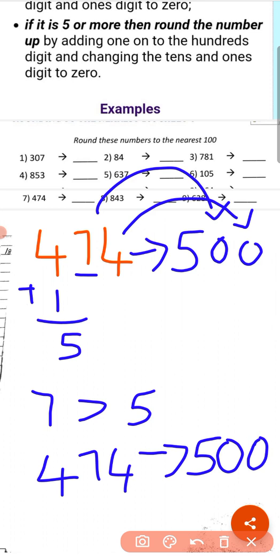Here the digit at the tens place is 7. That means it is more than 5. So add 1 to the digit at the hundreds place. 4 plus 1 is 5. Then replace the ones place and tens place by zeros. So our answer is 500. Replace means we are changing it to zeros.